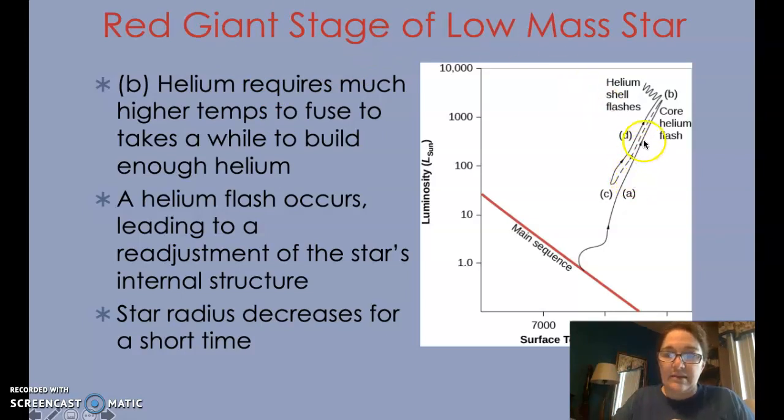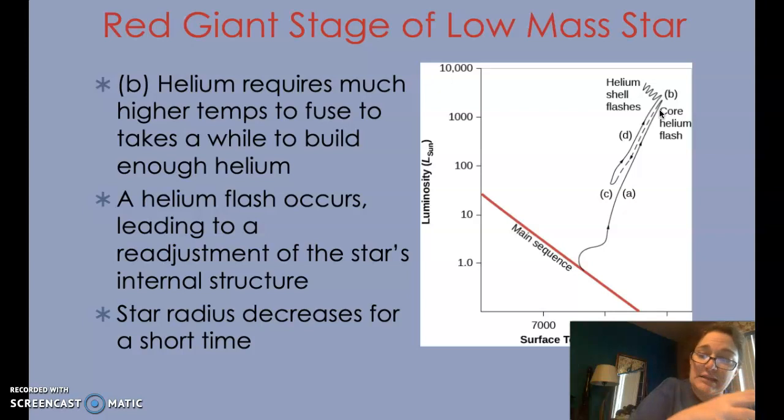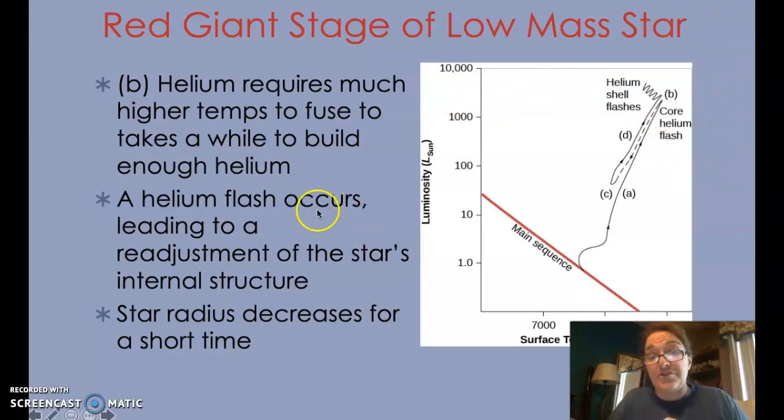So it takes a long time for there to be enough helium in the core for it to get hot enough for fusion to start. When that happens, the helium starts fusing all in a flash, sort of reminiscent of the fact that as the protostar is contracting, suddenly the hydrogen fuses all in a flash. But when that flash occurs, the internal structure of the star kind of jostles around, and for a short period of time, the radius decreases.